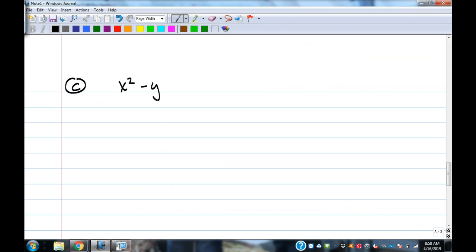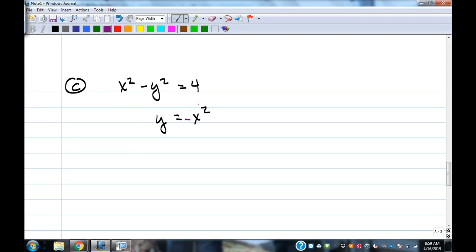X squared minus y squared equals 4, and y equals x squared. They have a hyperbola and a parabola. What method would be good to solve this in? Okay, that would be one way of doing that.